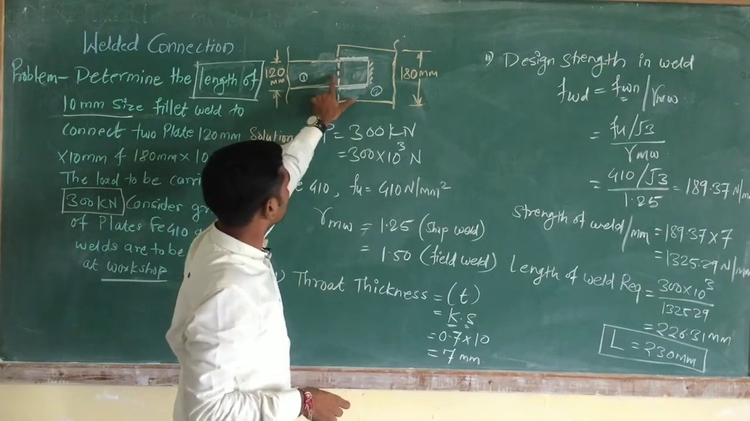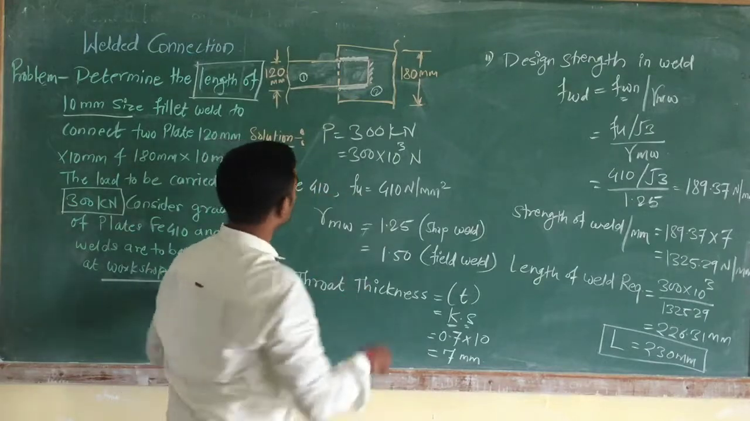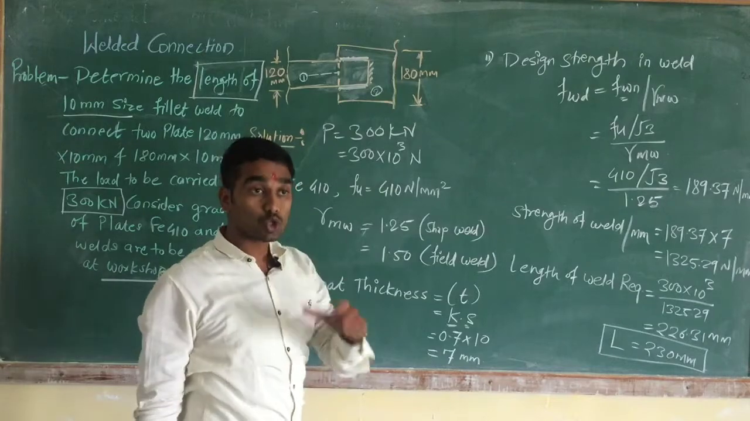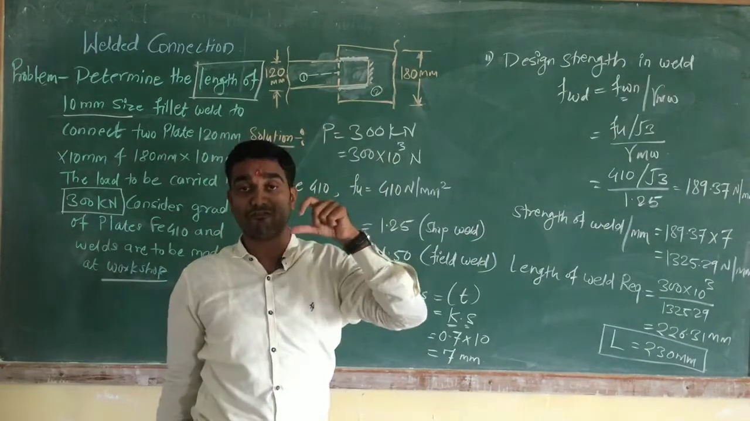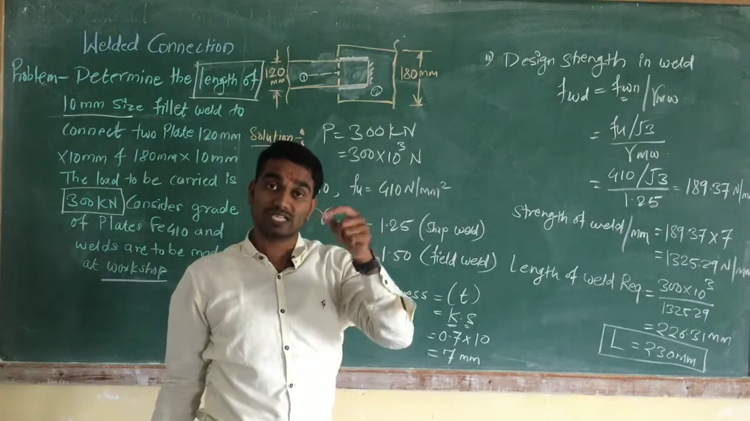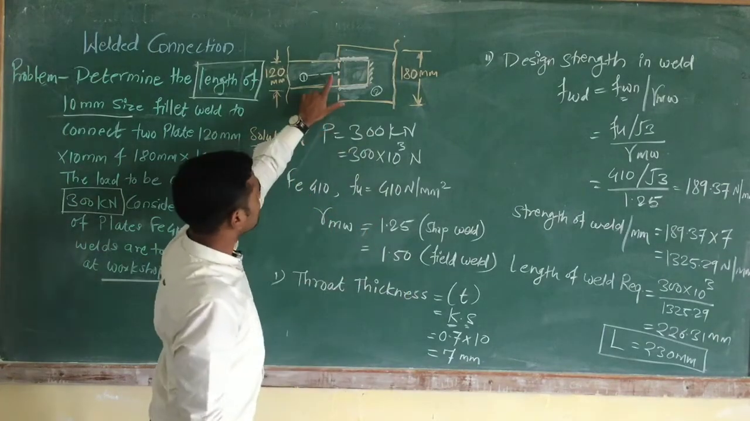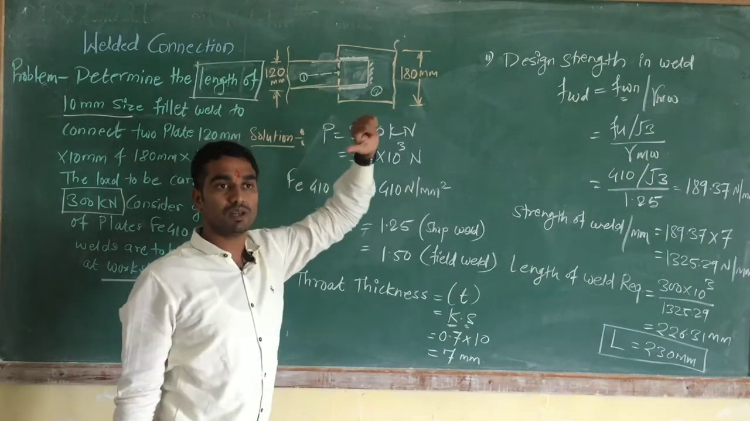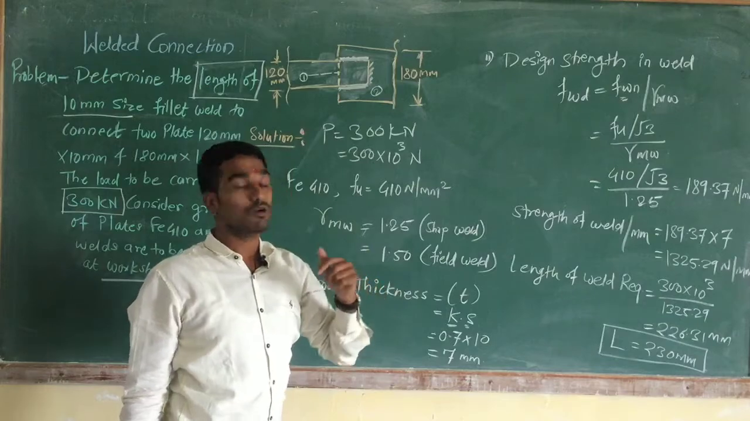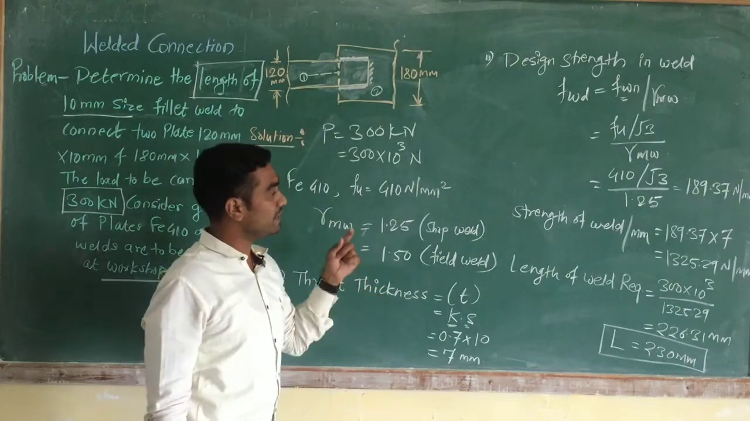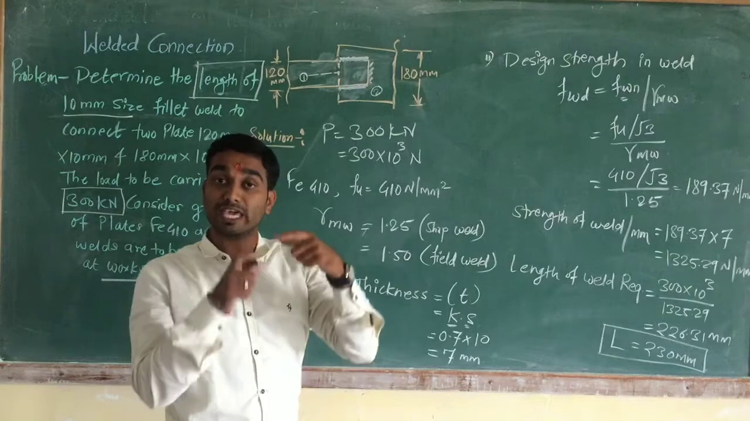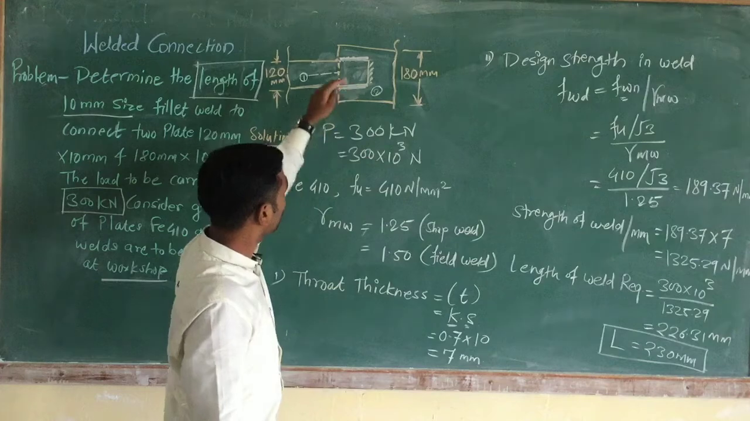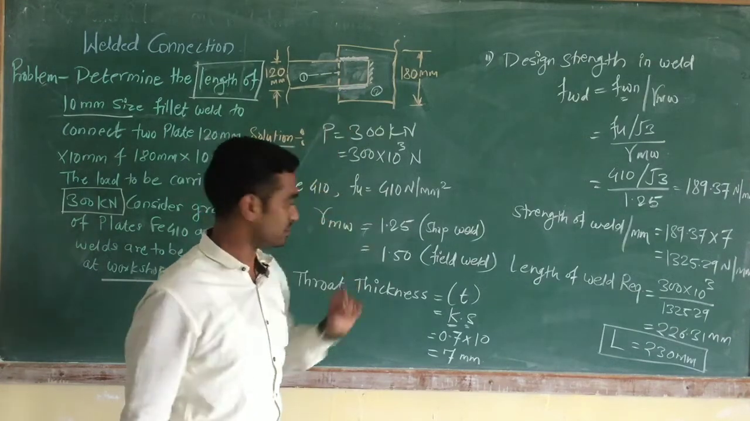First of all we have to find the CG of the section. Here the CG of the section is at the midpoint because it is a plate section. So we have to provide the welding in such a way that the CG of the welding matches with the CG of the plate. To do this, we have to provide the welding length equally along both the sides. This is the first case.